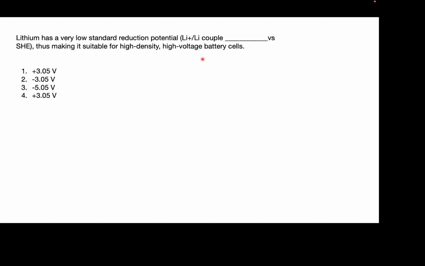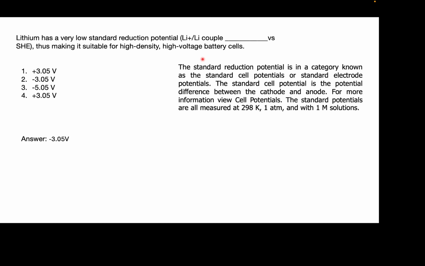So the correct answer for this question is minus 3.05 volt. This might be easy if you know which sign to use first of all, then you can eliminate two options very clearly. You know standard hydrogen electrode, SHE, is 0, right? So it has to be suitable for high density high voltage, then the voltage associated with the element should be negative, but how much negative, this we need to know.